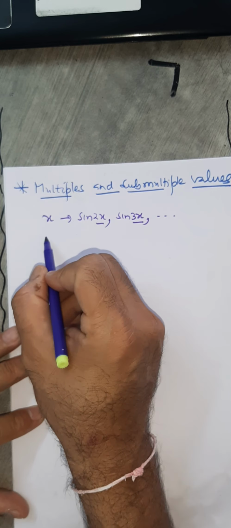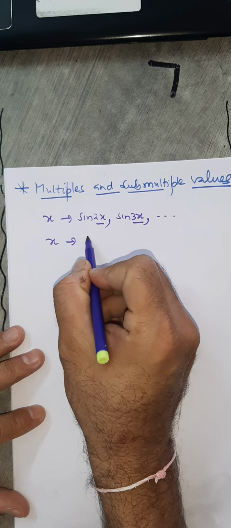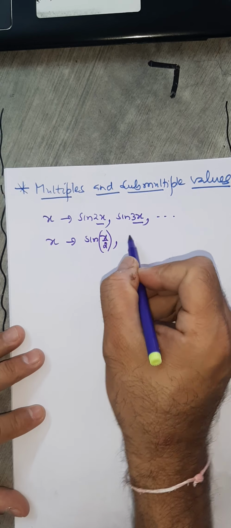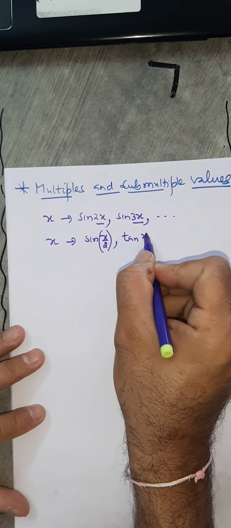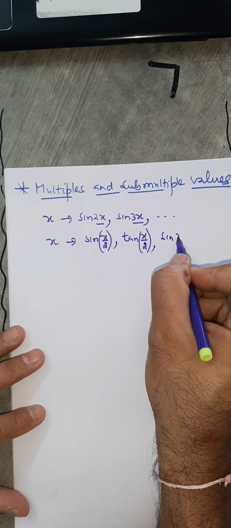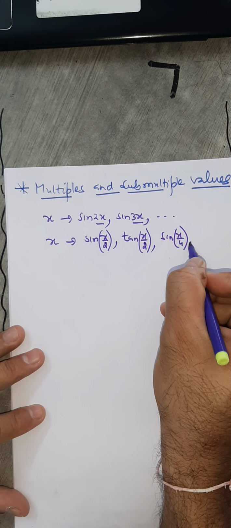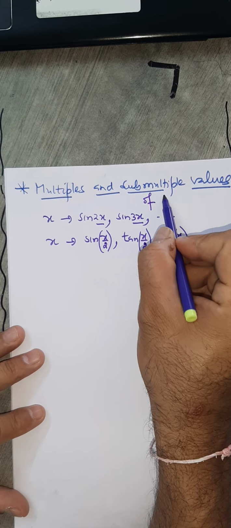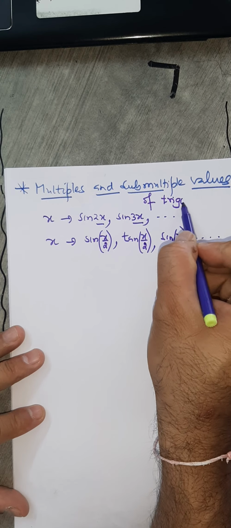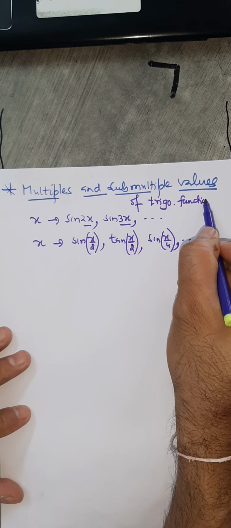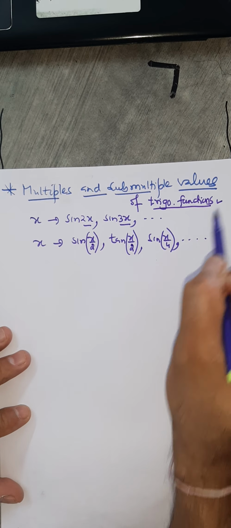multiples. And if you are given x, then we can find sine x by 2, sine 3x by 2, even sine x by 4, and so on. These are called submultiple values of trigonometric functions, remember. So we want to discuss such formulas now.